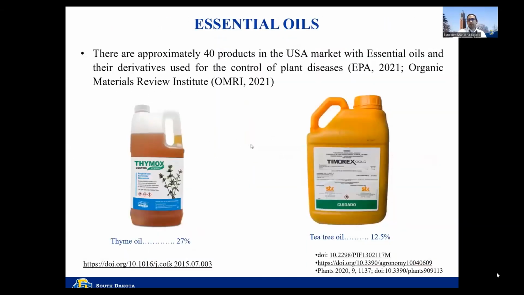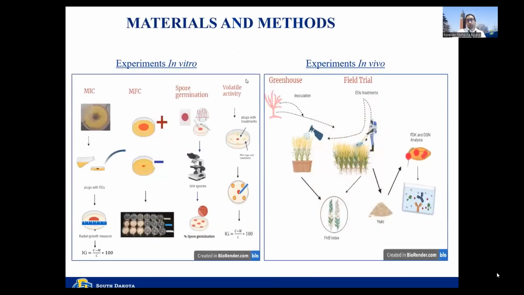So there are approximately 40 products in the USA market with essential oils, and they're mainly compounds used for the control of plant disease. Two examples are Thymox with thyme oil and Timorex with tea tree oil. So I'm going to try to summarize this.